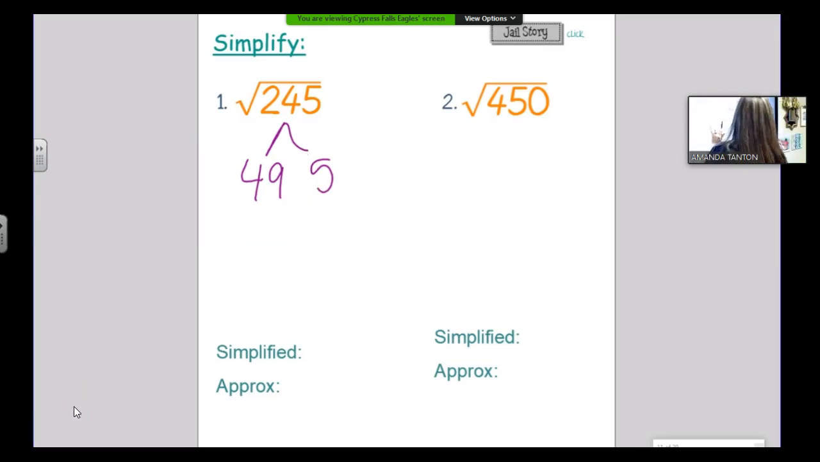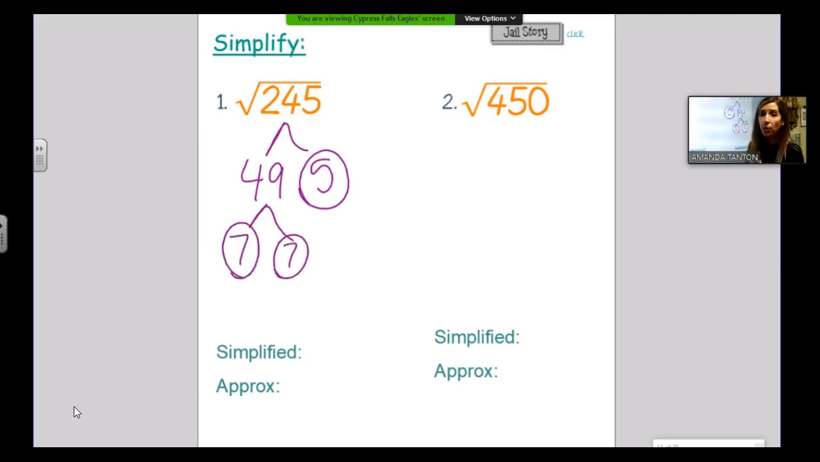So when you see a prime number, you stop in your tracks and you circle it. 49 is not prime, but 5 is prime. When a number is prime, that's the end of that branch of the tree. So you stop there. This one can go further. That's a perfect square, of course. It's 7 times 7. Those numbers are prime.